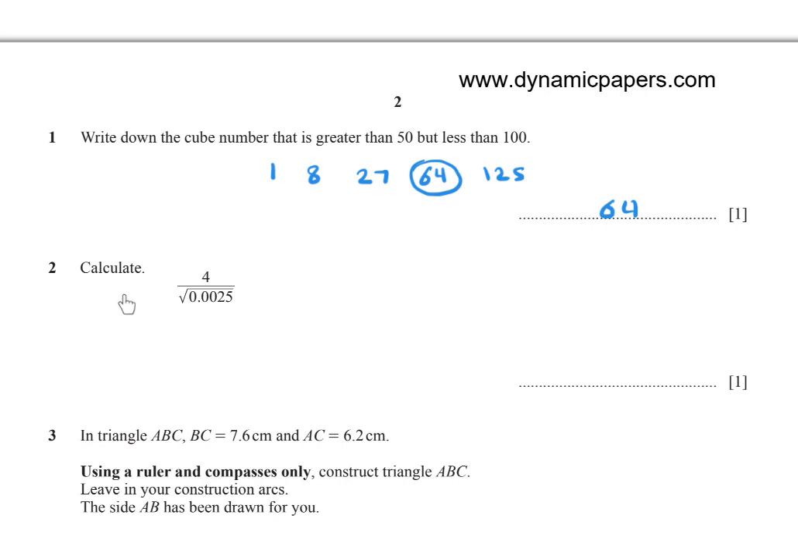Number 2, calculate 4 over square root 0.0025. Use your calculator to find the answer. The answer equals 80.